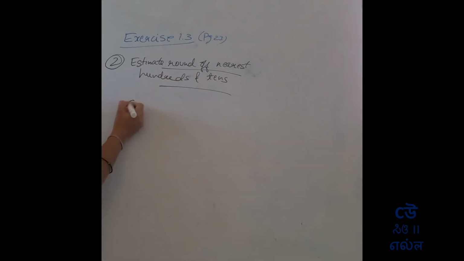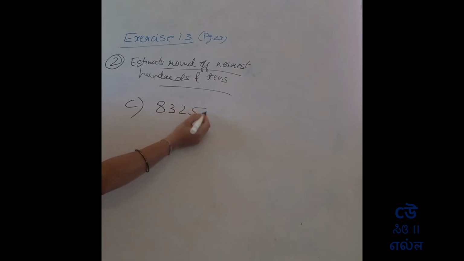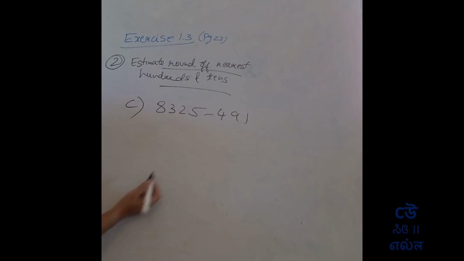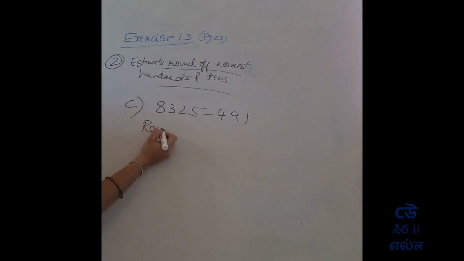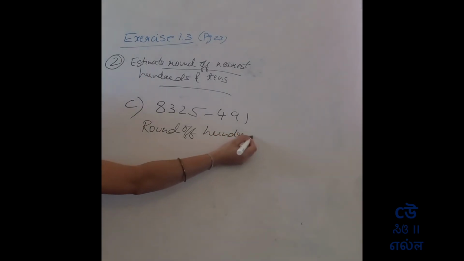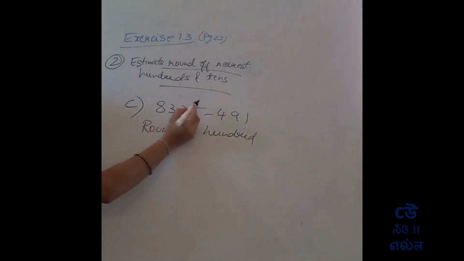Next, third problem is 8325 minus 491. So first we have to round off to 100. So ones, tens, hundreds, thousand.